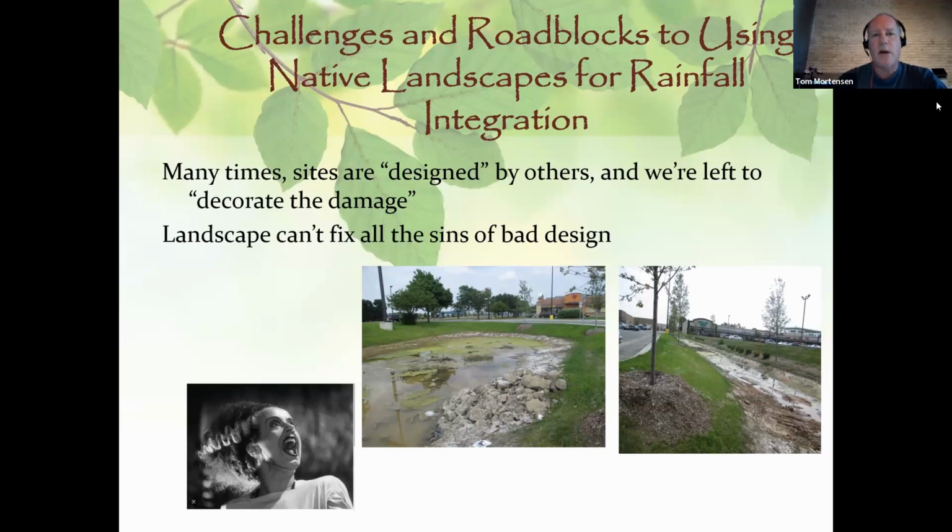And it's because they brought me in way, way too late. If they would have brought me in earlier, we could have solved a lot of these issues. And this is the result of, again, those slides in the beginning, just trying to get it done. And no amount of landscape can really solve all the sins of bad design.